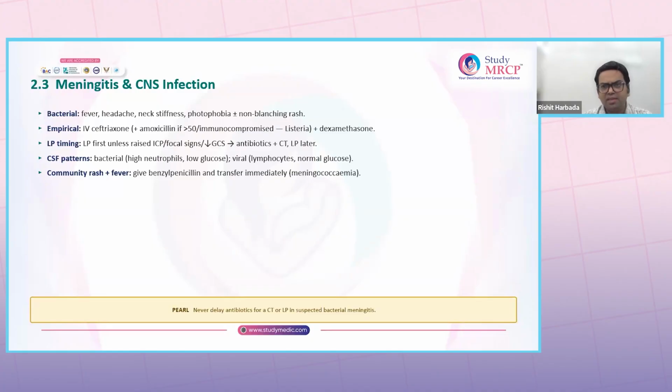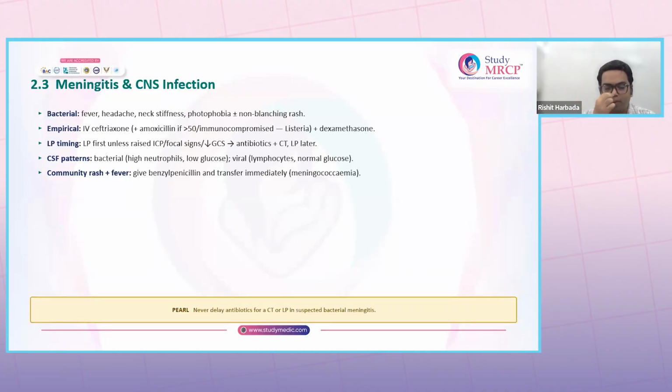We have already discussed the features which are commonly present. You have to do a lumbar puncture unless there are signs of raised ICP or focal signs, or decreased GCS. If you have raised ICP signs, like papilledema, reduced GCS, or the patient has focal signs, then you treat with antibiotics first and do the LP later. That is very, very important. Otherwise, you have to do the lumbar puncture.